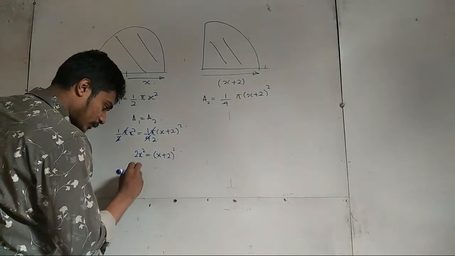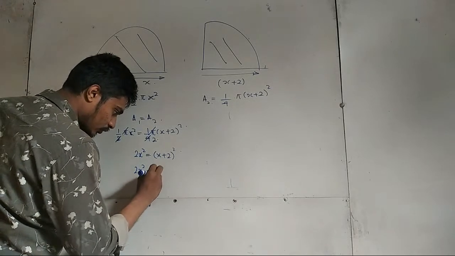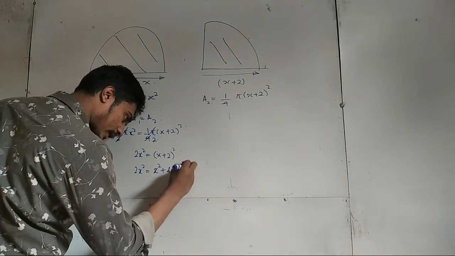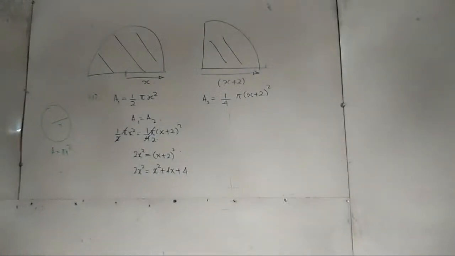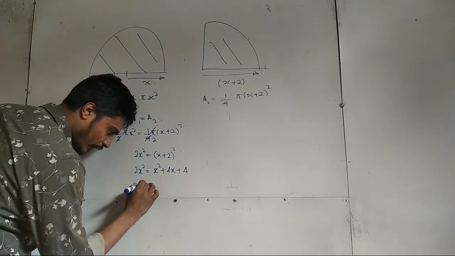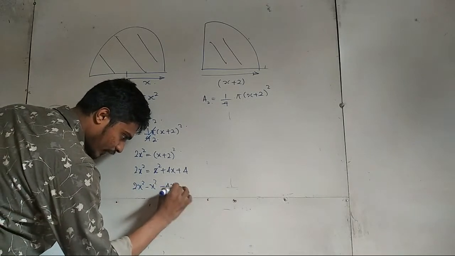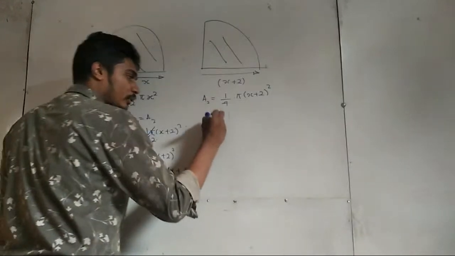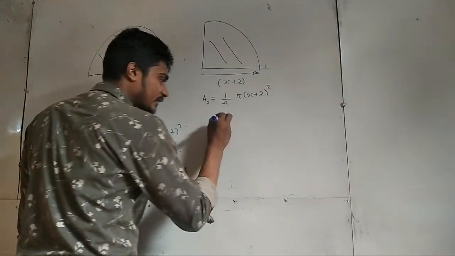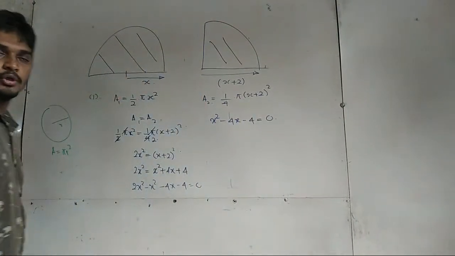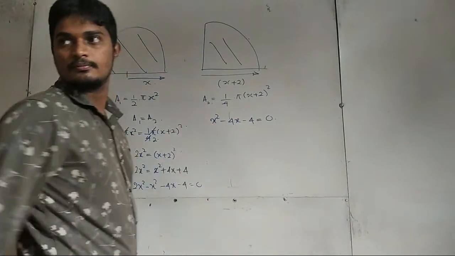If you expand this, you will have 2x squared is equal to x squared plus 2 into x into 2 is 4x, plus 2 squared is 4. Now take everything to the other side. Therefore you will have 2x squared minus x squared minus 4x minus 4 is equal to 0. So 2x squared minus x squared is x squared, minus 4x and minus 4, equal to 0. So I think this is what they are asking you to show.